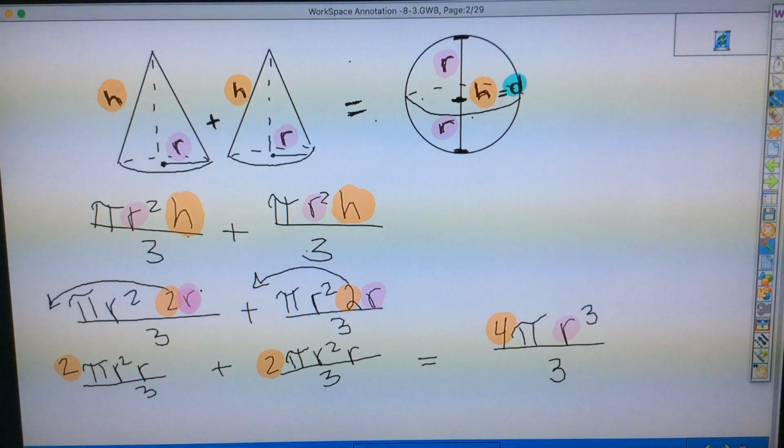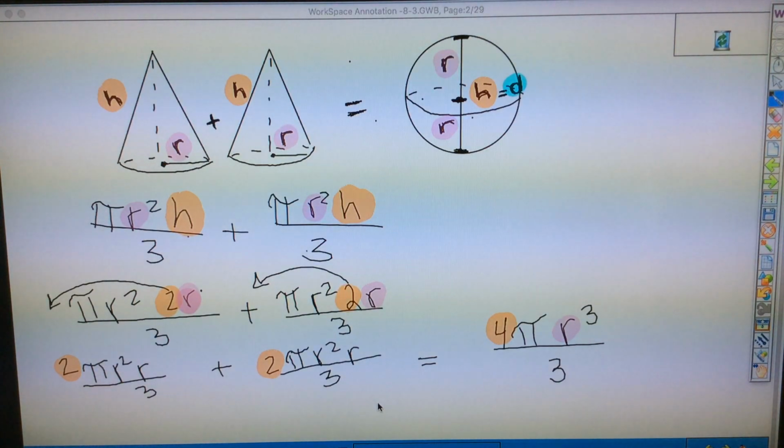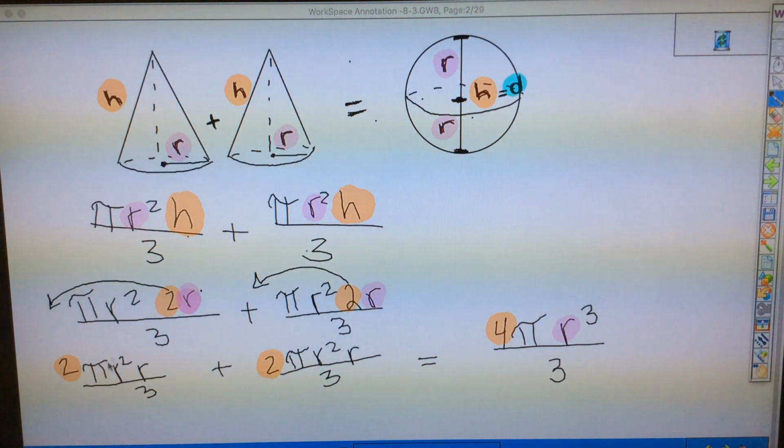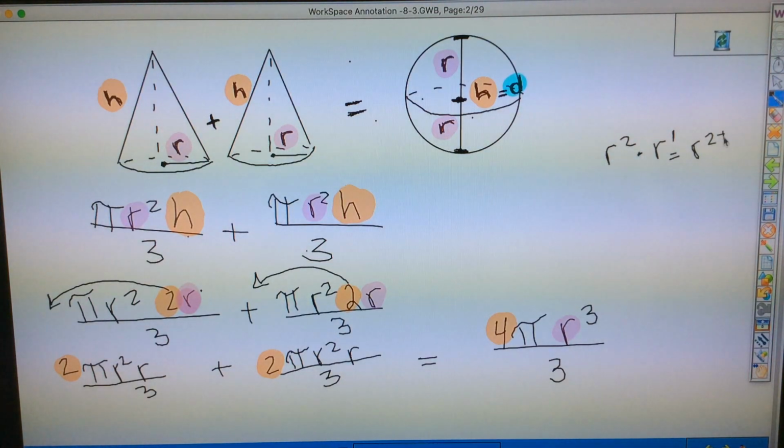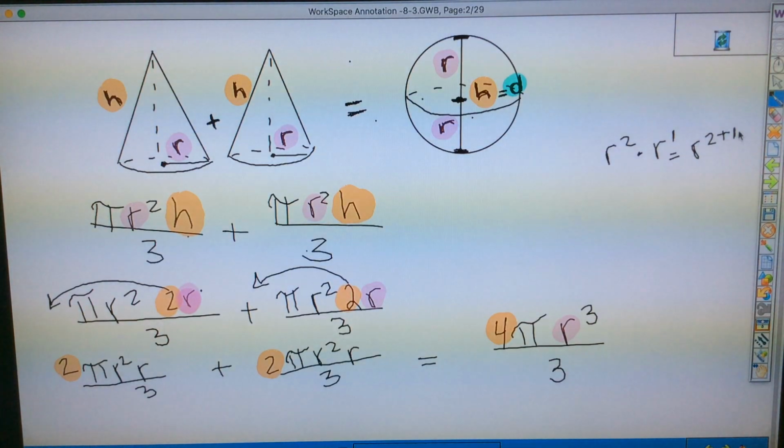Recall from our days in August, the beginning of the school year, when we were multiplying exponents with the same base. So I'm going to expand this. R squared times R. R squared times R. Well, if it doesn't have an exponent, what can you assume is there? A 1. When you're multiplying exponents with the same base, you are really adding the exponents. So R squared plus 1, R cubed.